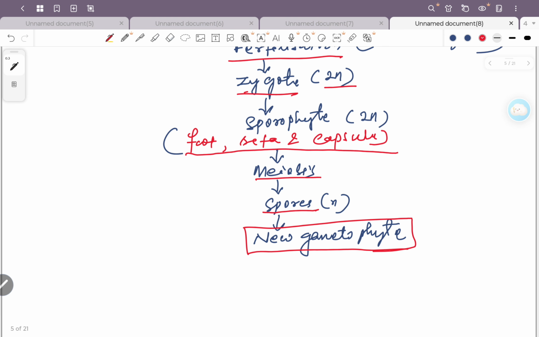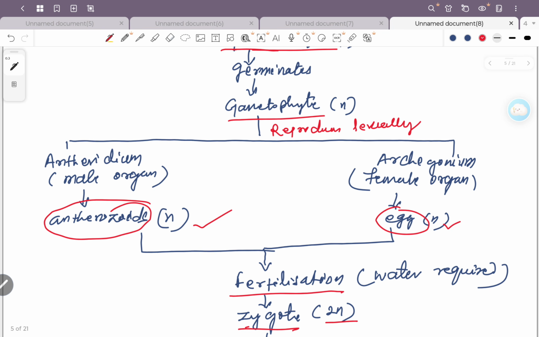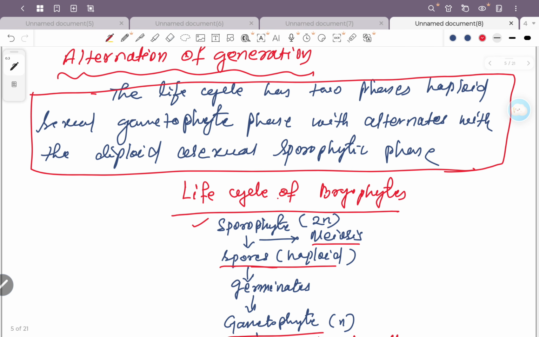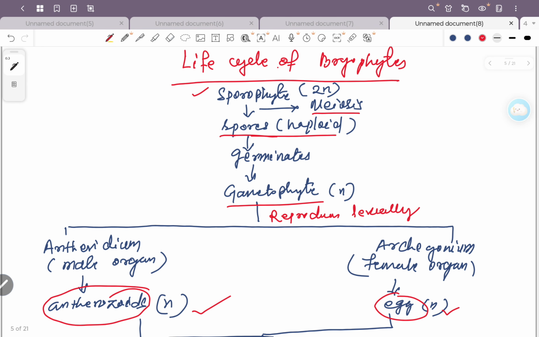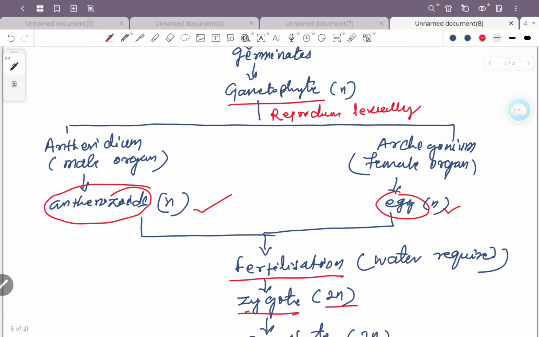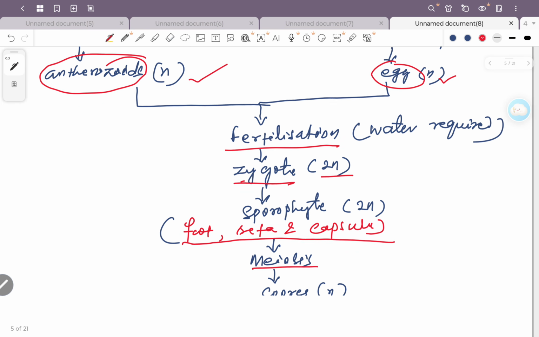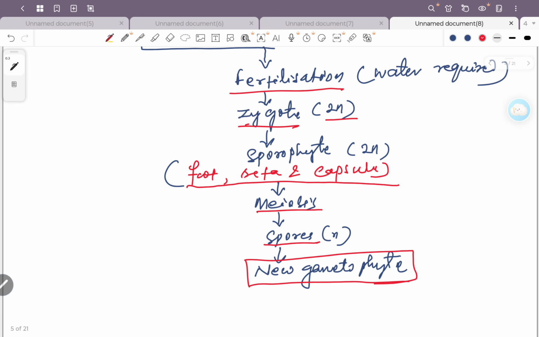In the exam you may be asked what is alternation of generation, and to explain it with reference to the life cycle of bryophytes. Then you have to write this much. First you write what is alternation of generation, then the life cycle of bryophytes. So in the bryophyte, how it is alternated. In the conclusion you can write down, since in the above mentioned life cycle the gametophytic phase alternates with the sporophytic phase, hence it shows alternation of generation.